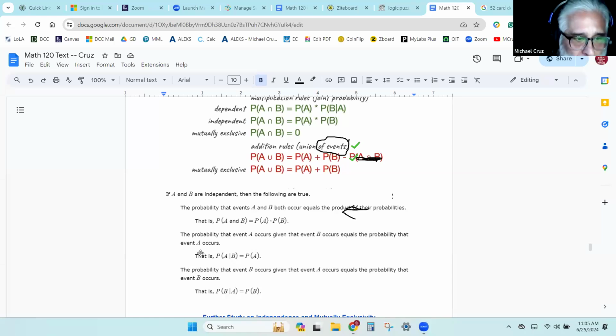If we have independent events, then the probability of B given A is just the probability of B. In other words, this changes to this with independence. Likewise, if you have them backwards, the probability of A given B would be equal to the probability of A for independent events.